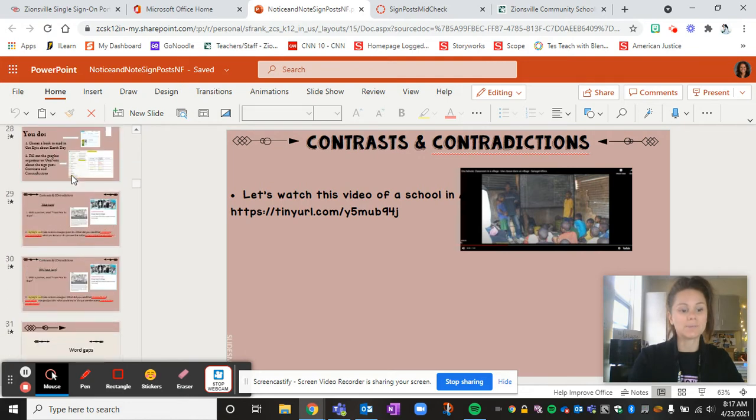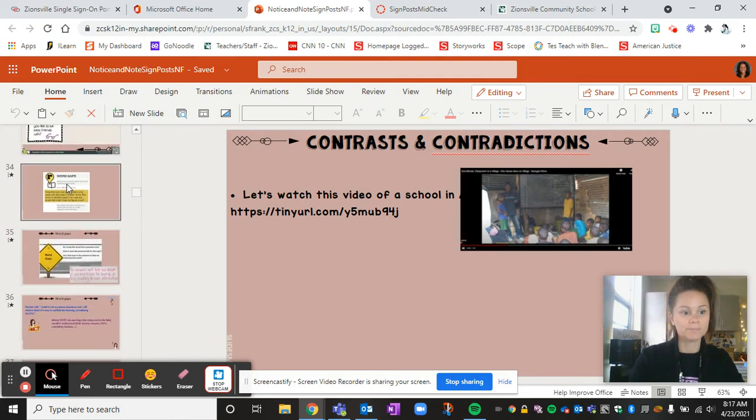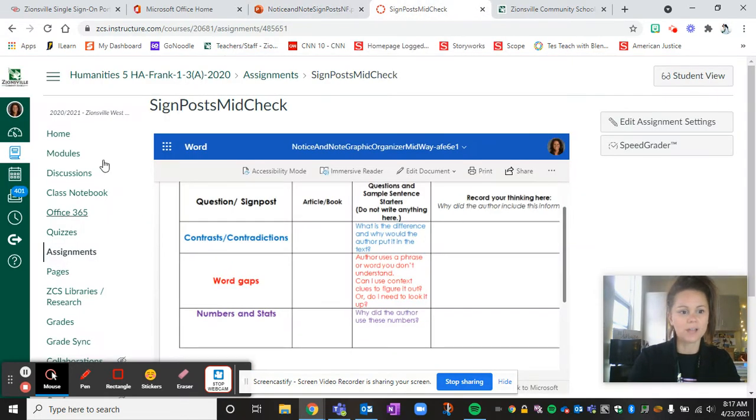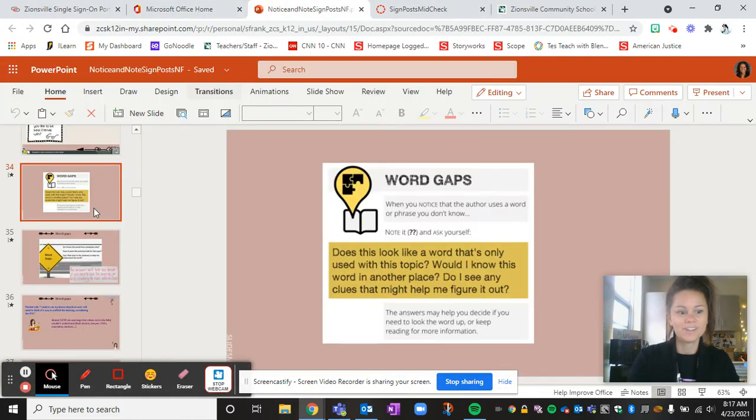The second signpost that you're going to be reading for is going to be word gaps. So if you remember, when we look at word gaps, we're just saying, is there a word that I don't know? And if I don't know it, I highlight it and then I write the definition off to the side. So even if you've heard the word, so I know specifically I'm just thinking about this. Ooh, where did she go? There it is.